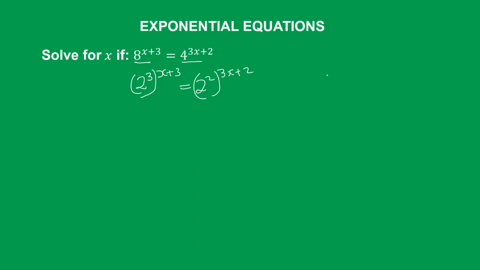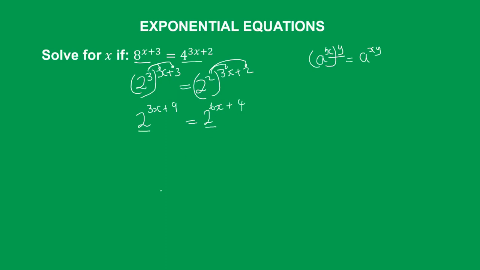And then we use the law of exponents, raising a power to a power. a to the power x, to the power y, is equal to a to the power xy. Remember that, raising a power to a power, we multiply the exponents. So we multiply. Please distribute the 3: 3 times x, 3 times 3. Then here 2 times 3x, 2 times 2. So we get 2 to the power 3x plus 9 is equal to 2 to the power 6x plus 4.